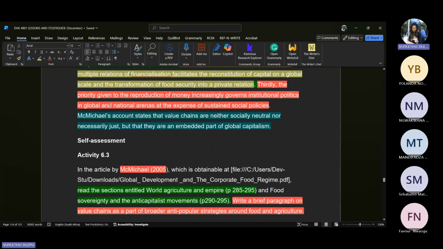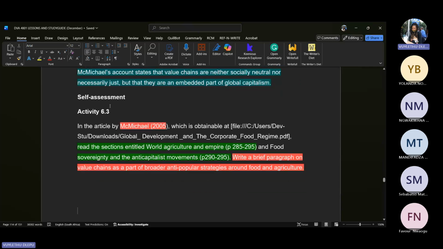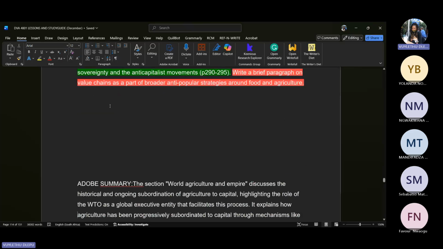So there's an article done by McMichael. It talks about, I think, development in the corporate food regime, and it tells us to read the World Agriculture and Empire and Food Sovereignty and the Anti-Capitalist Movement. Write a brief paragraph on value chains as broader anti-populist strategies around food and agriculture.